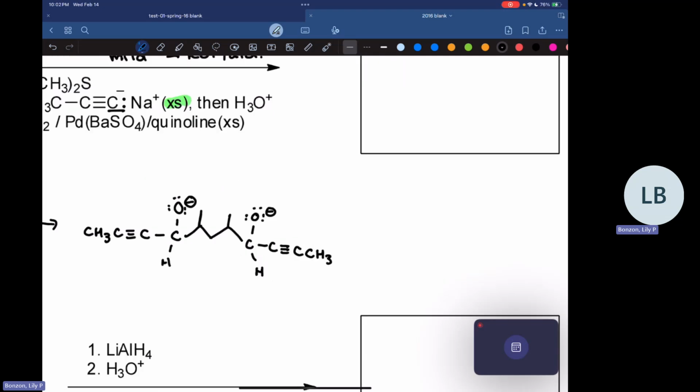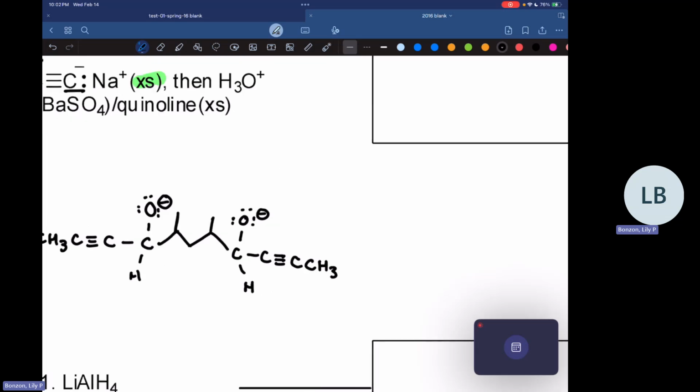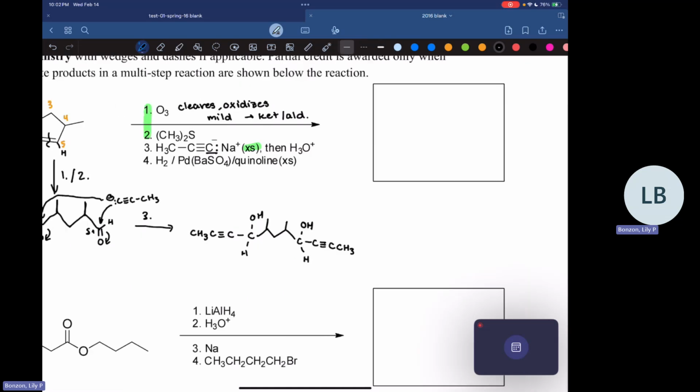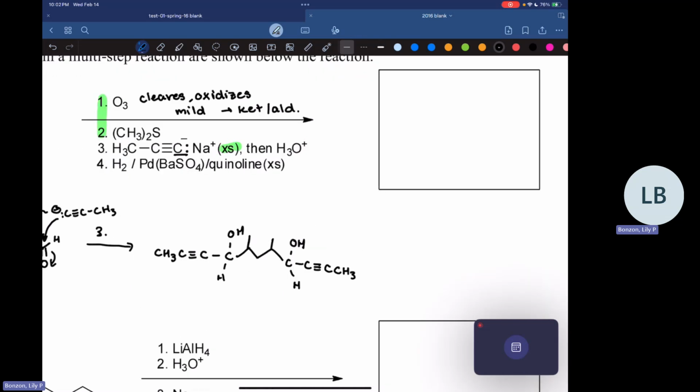All right, and so the H3O+ step is then going to take those oxygens and protonate them to be alcohols. So I'm just going to go ahead and put that there. And that's going to be the product of step 3.